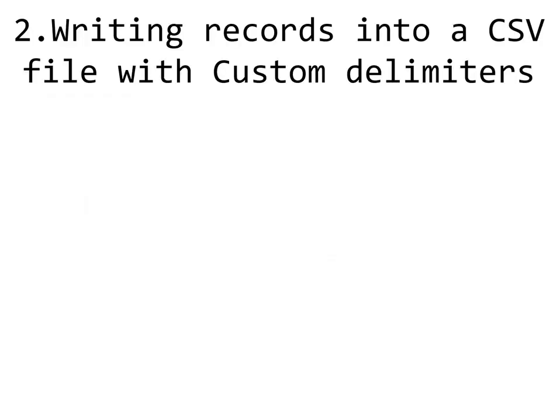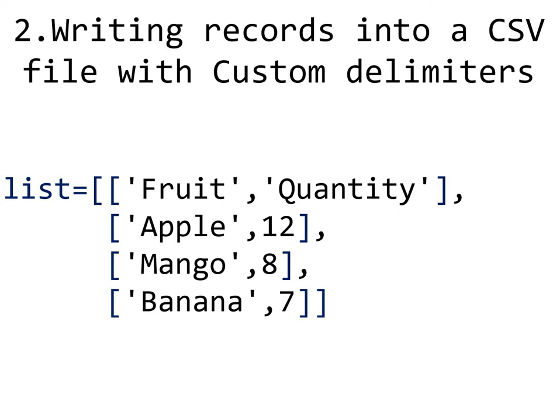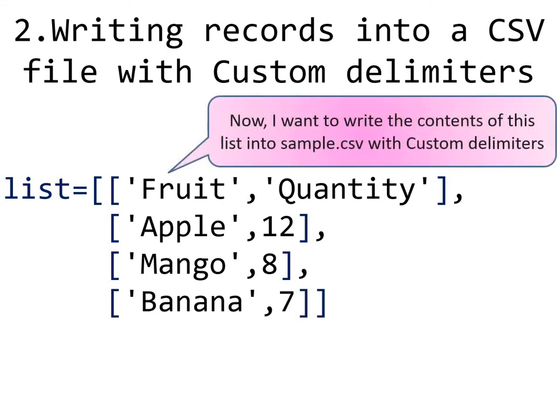Writing records into a CSV file with custom delimiters. I take the same list of data. Now I want to write the contents of this list into sample.csv with custom delimiters. You know that comma is the default delimiter. I want to write the records with fields separated by some delimiter other than comma. That is called a custom delimiter.